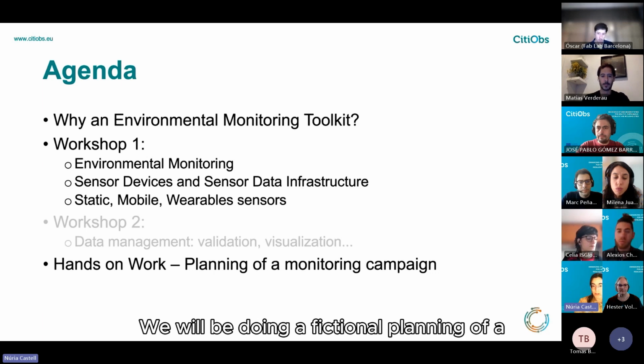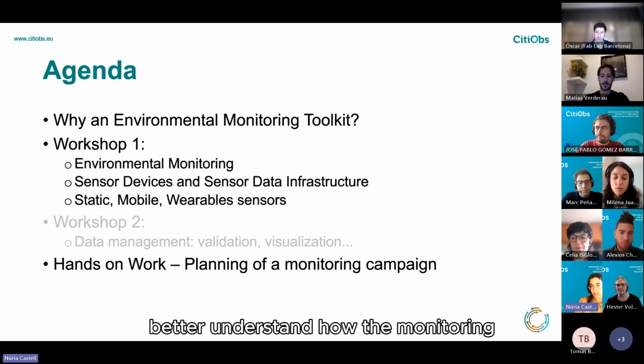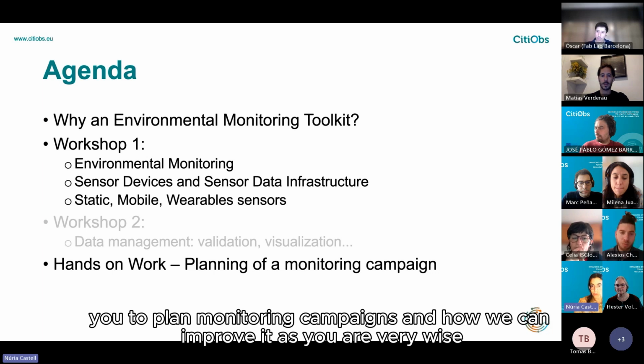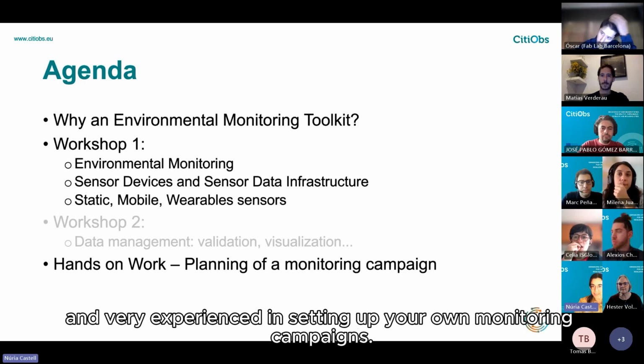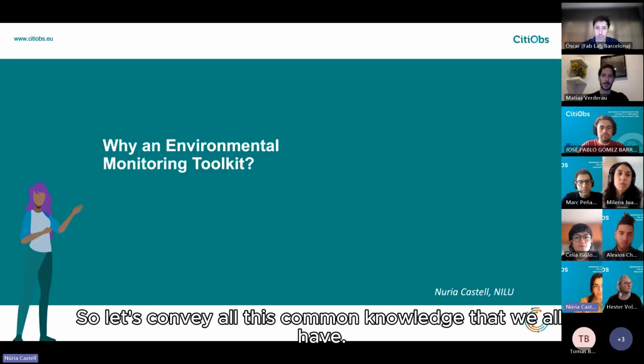We will be doing a fictional planning of a monitoring campaign, and that will help us to better understand how the monitoring toolkit is enhancing and helping you to plan monitoring campaigns, and how we can improve it, as you are very wise and very experienced in setting up your own monitoring campaigns. So let's convey all this common knowledge that we all have.